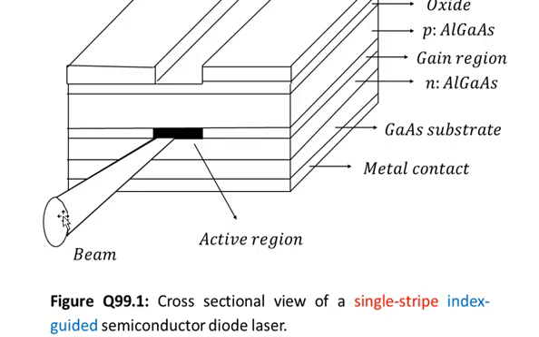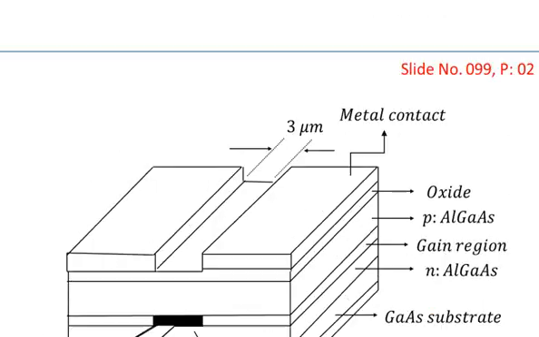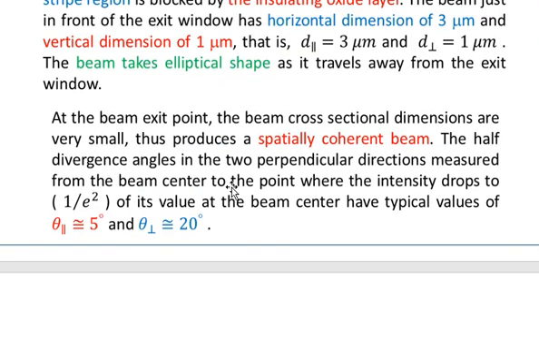So this longer spot has a theta which is called theta perpendicular, and its value is 20 degrees, whereas this horizontal part from the center is just 5 degrees, as we have shown over here.